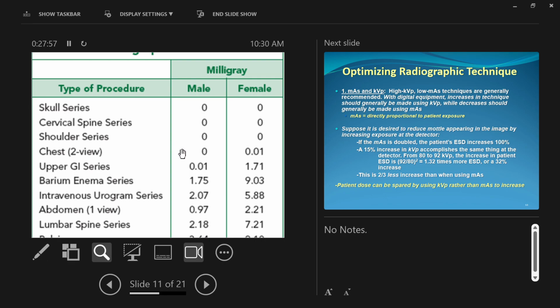Come down to chest, though. Chest two-view says 0 for the male, and then 0.01 milligray, so a very small amount, but still something, 0.01 milligray for the female, okay? Why does the female get anything and the male get nothing?